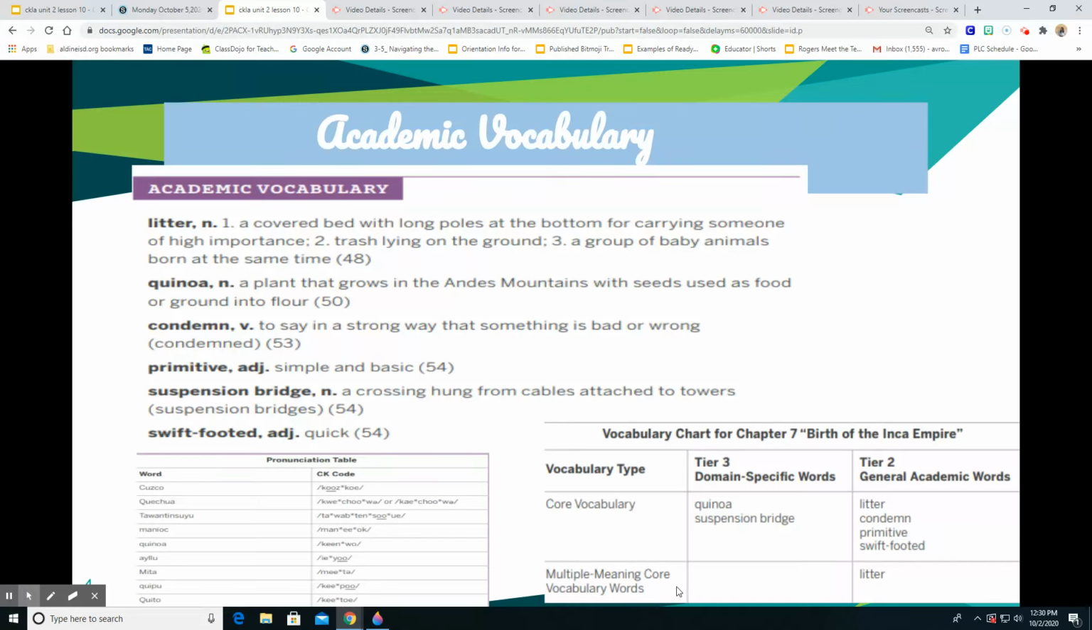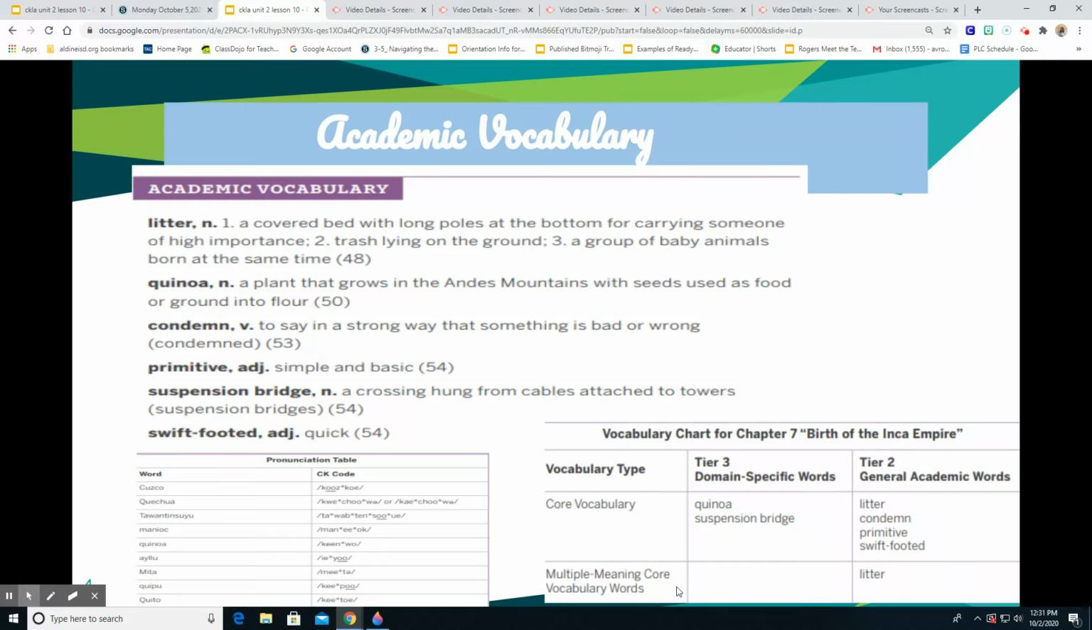The next vocabulary word is quinoa, which is a noun. It is a plant that grows in the Andes Mountains with seeds used as food or ground into flour. I love quinoa. It kind of looks like maybe some rice or things like that, and it's very good for you. It's seeds, it's food that, like they said, you can ground into flour. So Miss Rogers loves quinoa.